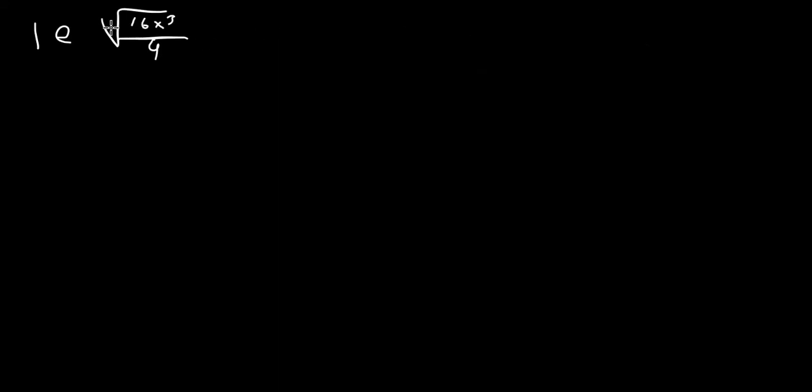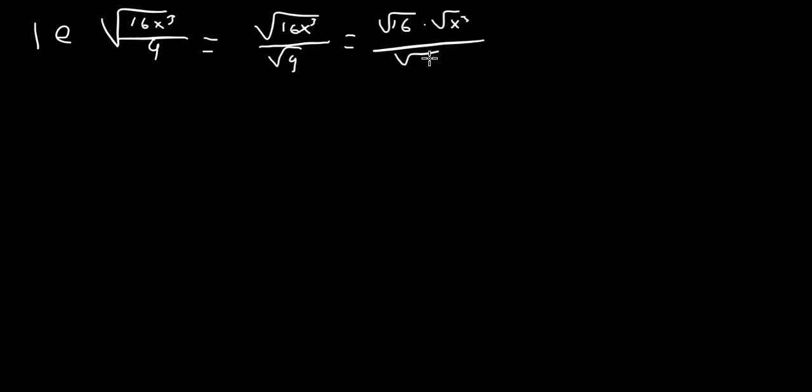Finally, for 1e, we have the square root of 16x cubed divided by 9. Using the quotient property, we have the square root of 16x cubed divided by the square root of 9. Using the product property for our numerator, we have the square root of 16 times the square root of x cubed divided by the square root of 9. Now why don't we just go ahead and simplify these. This will be 4 square root x cubed divided by 3.